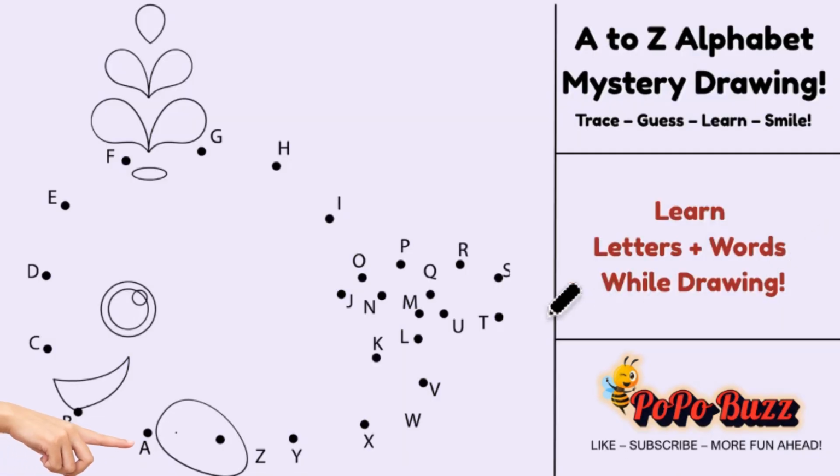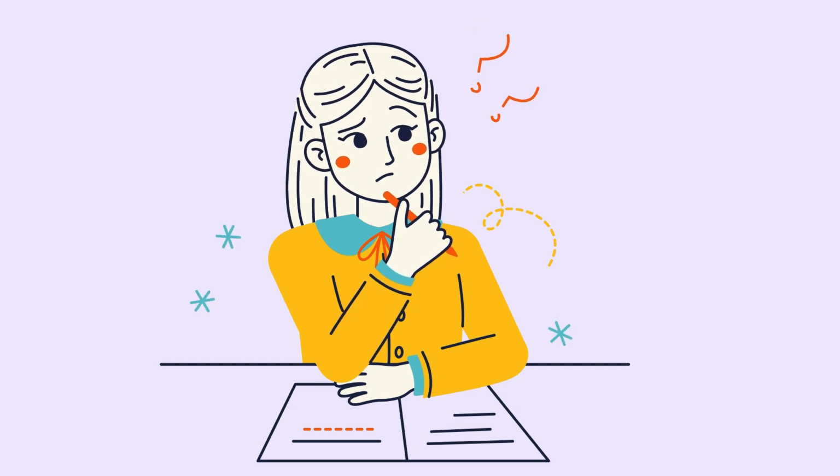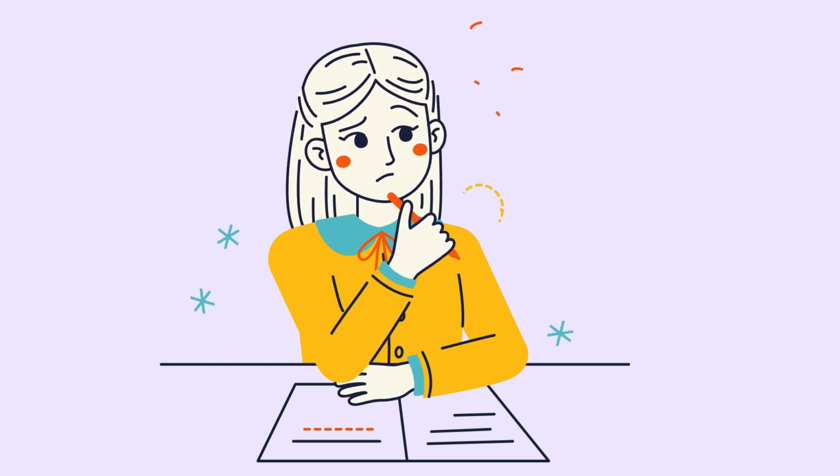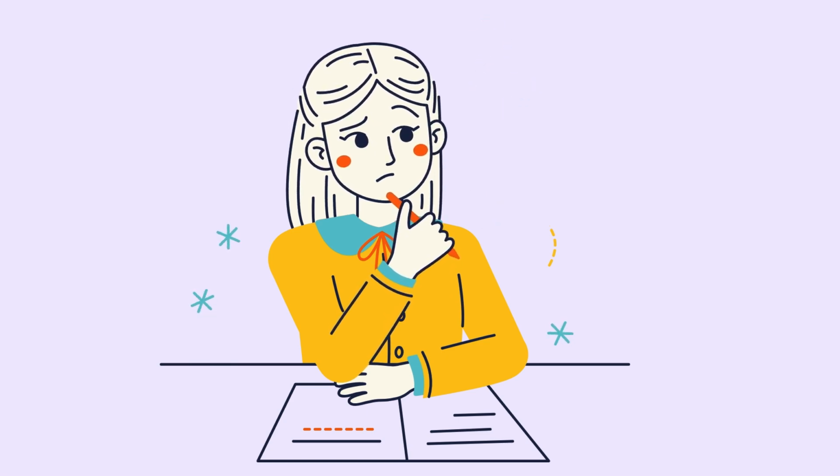Here's A. A is for apple. Now let's move to B. Whee! B is for ball. Bounce, bounce. What could these lines be making? Any guesses? Too early? Let's keep going.